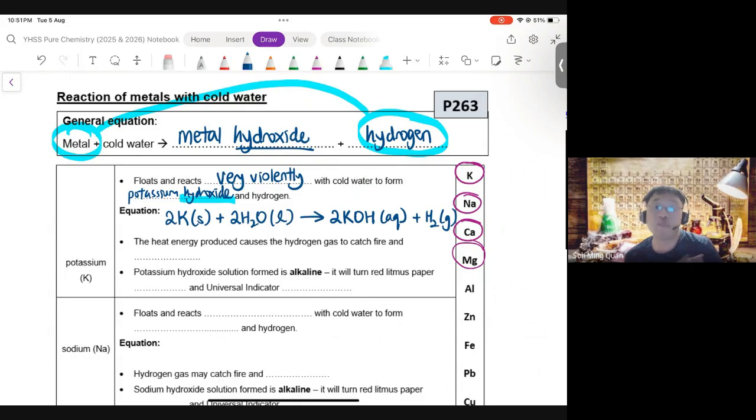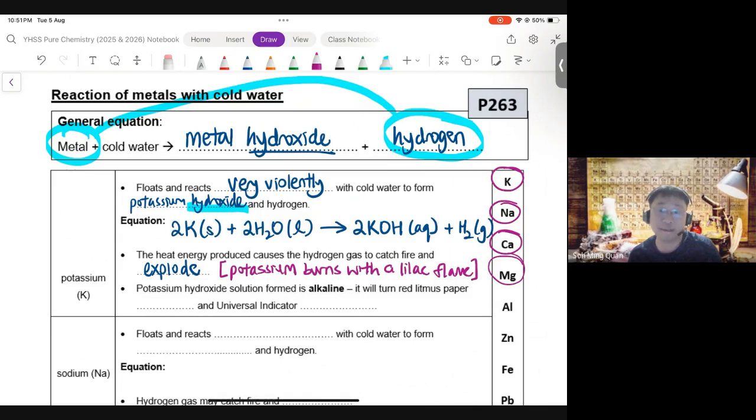Now, this reaction produces lots of heat energy. The heat energy is released to the surroundings. Once the heat energy is released to the surroundings, it will cause the hydrogen gas to actually catch fire and explode. Okay, this is very crucial. Now, besides that, potassium itself will start burning. It burns with a lilac flame. Lilac means purple. So the color of a fire due to potassium is actually purple.